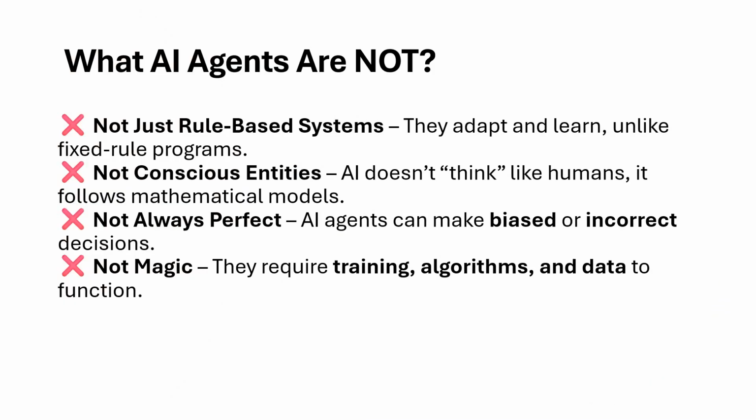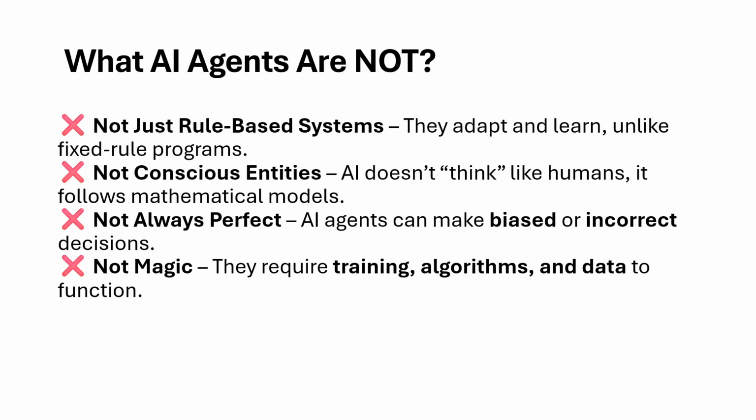What AI agents are not? Please understand, they are not just rule-based systems. They are very flexible, they adapt, and they learn. They keep updating. They are not conscious entities. AI doesn't think like humans. It follows only mathematical models. Trust me, it's just mathematical models.